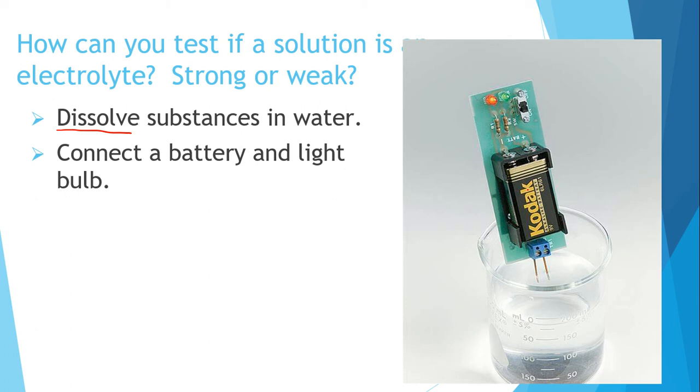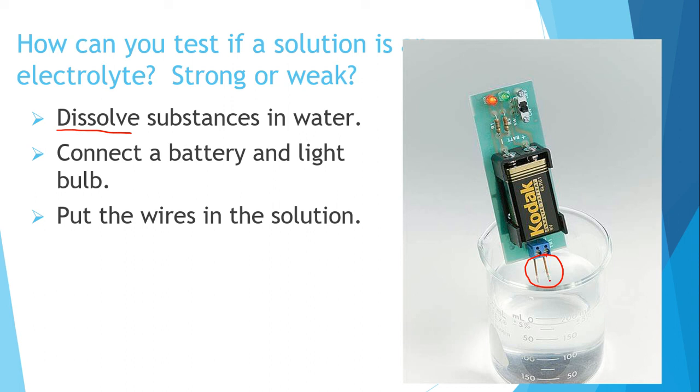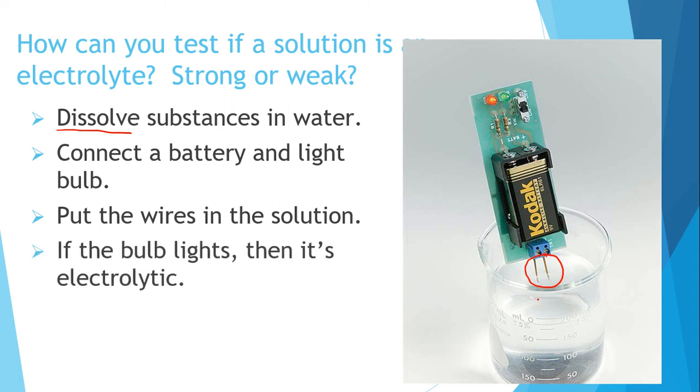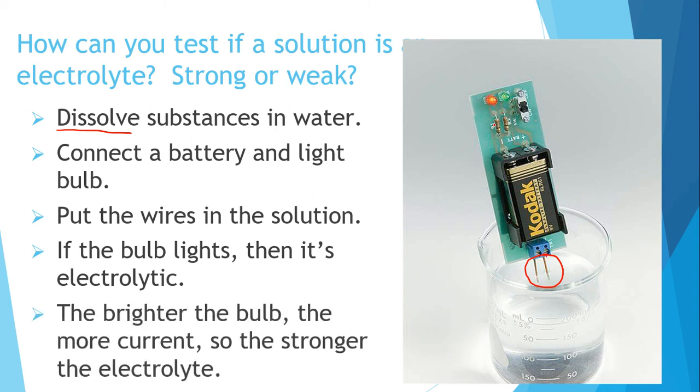Second, you need to make sure that you have a battery source and a bulb that lights up that shows you if it's conductive or not. Then you're going to put the wires in the solution. So down here, these are 2 wire probes that extend into the solution. And if the bulb lights up, that means that this solution is electrolytic, which means there are ions flowing between these 2 probes that allows a current to happen to light up these light bulbs up here. Now, the brighter the bulb, the stronger the electrolytic properties, or the stronger an electrolyte they are.